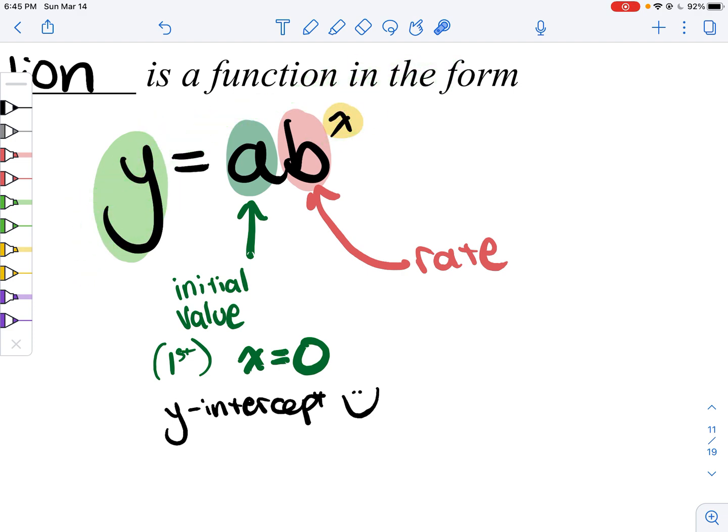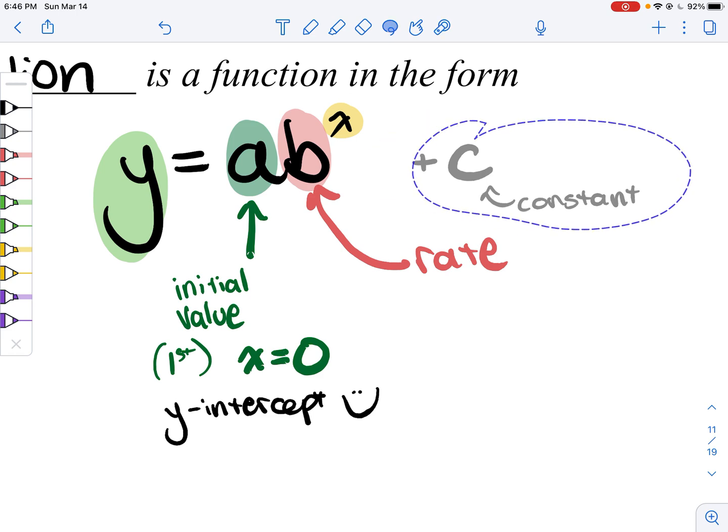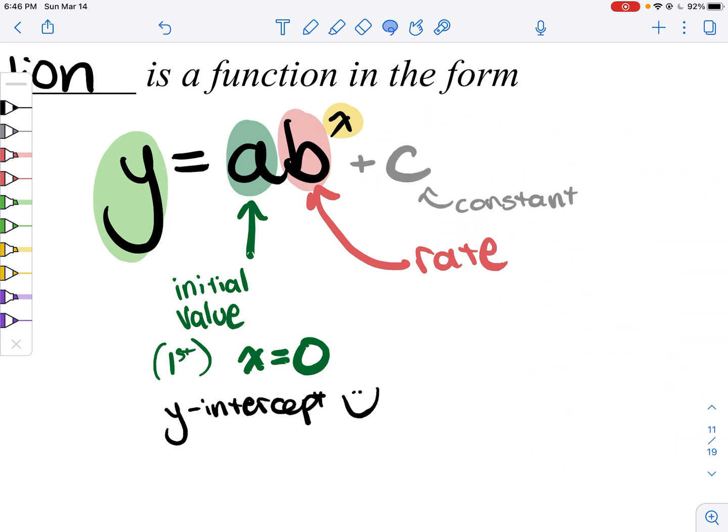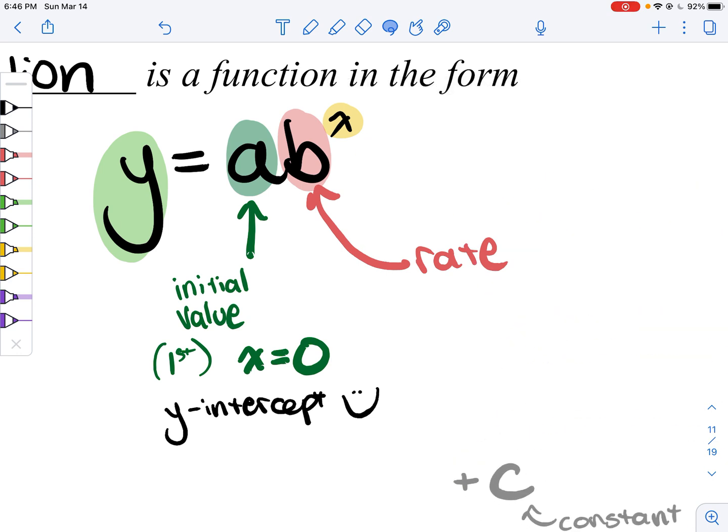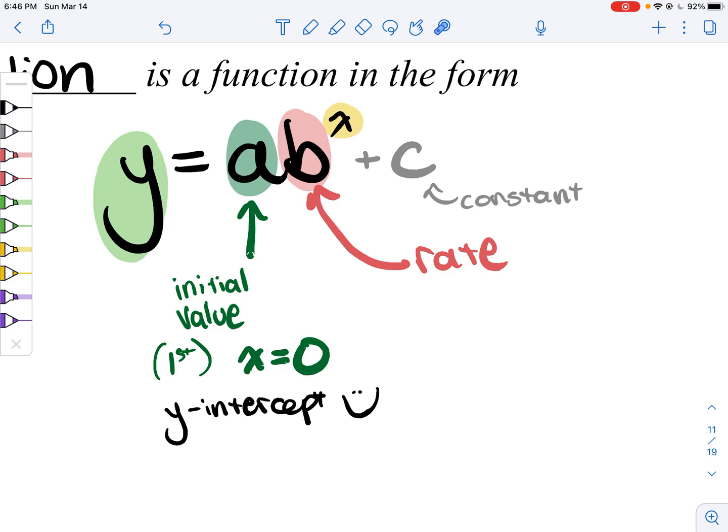Cool. Sometimes, just for full disclosure, you might get a plus c. That's plus a constant. And that will affect your y-intercept. But for now, don't worry about this. Just know if it is plus something, it's still exponential. The reason that this function is exponential is because x is an exponent. So there you go.